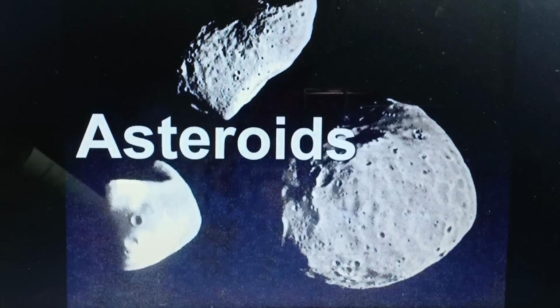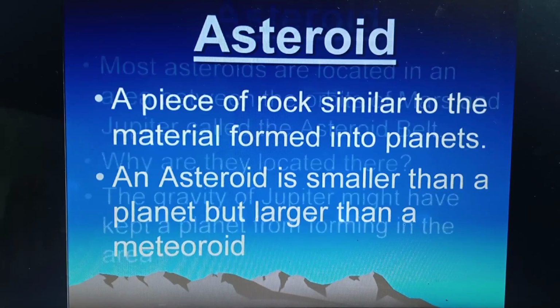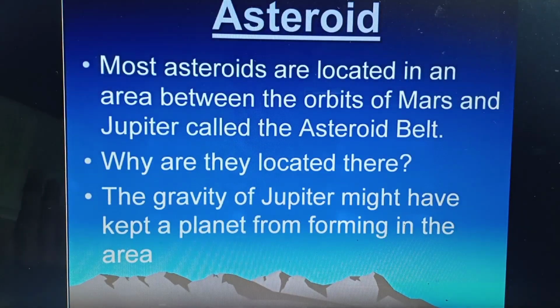Let us now proceed to asteroids. An asteroid is a piece of rock similar to the material formed into planets. An asteroid is smaller than a planet but larger than a meteoroid. Most asteroids are located in an area between the orbits of Mars and Jupiter called the asteroid belt. Why are they located there? The gravity of Jupiter might have kept a planet from forming in the area.